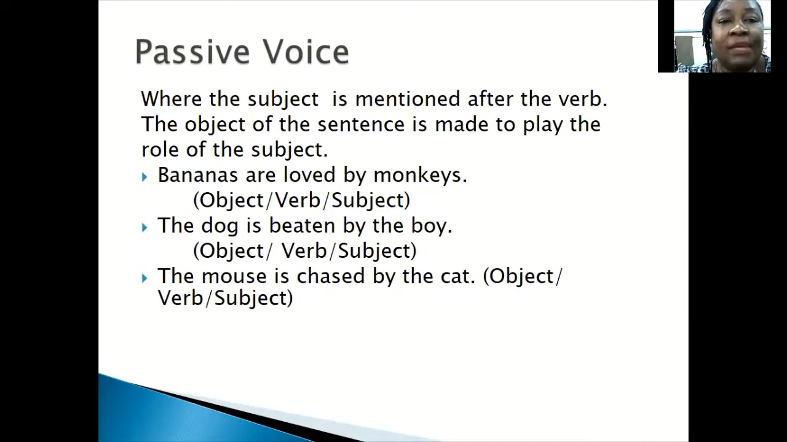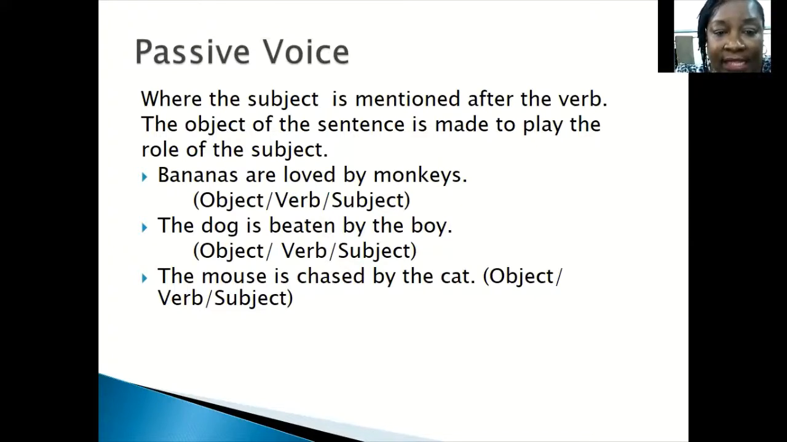In the case of the passive voice, the subject is mentioned after the verb, and the object of the sentence is made to play the role of the subject. I'll take that again. In the case of the passive voice, the subject is mentioned after the verb, and the object of the sentence is made to play the role of the subject.